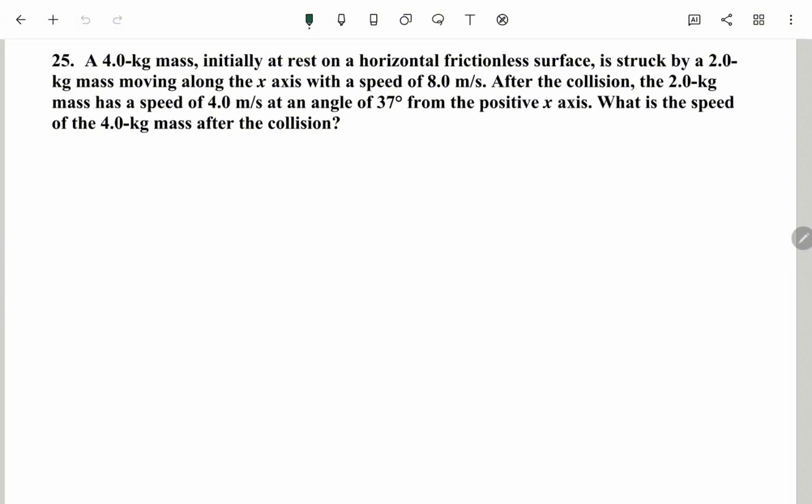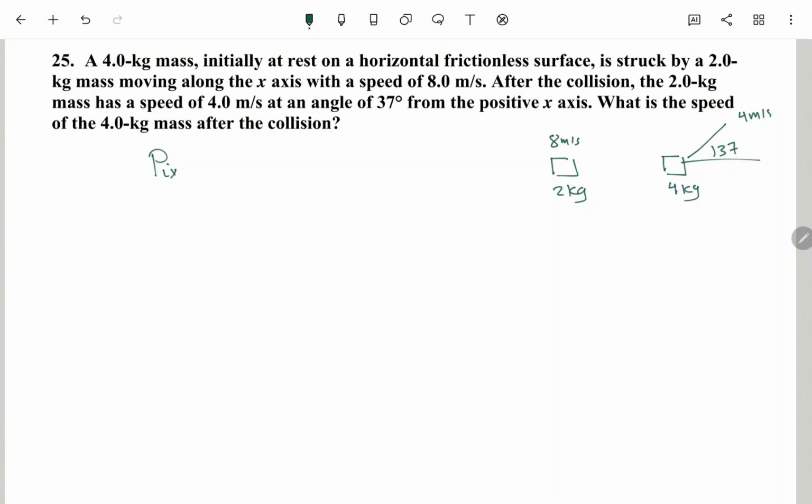Now in this case here we have an object of 2 kilogram moving with speed equal to 8 meters per second, which collides with a 4 kilogram object initially at rest. After the collision, the 2 kilogram object is moving with speed equal to 4 meters per second and making an angle of 37 degrees. So this one here, it's 4 meters per second. From the positive x-axis, what is the speed of the 4 kilogram mass after the collision?